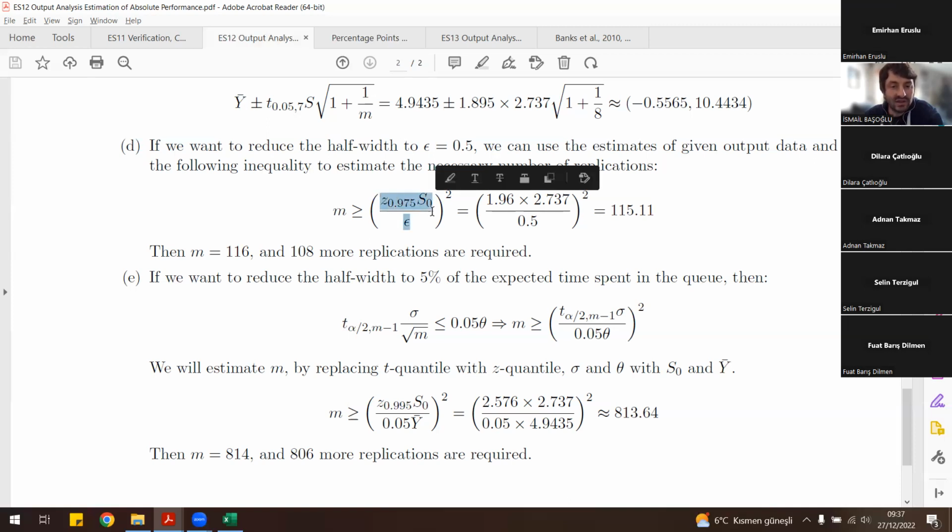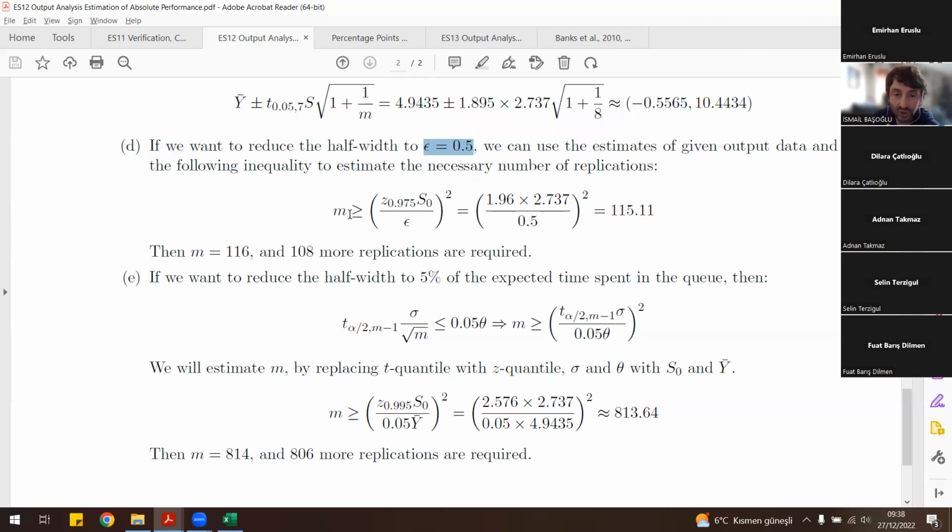And we divide this multiplication by the desired half-width size. The user expects a half-width of 0.5, so we write it in the denominator here. And this ratio will be squared to provide us with a lower bound for the number of replications. So this value, my friends, when all values are replaced, is telling us the number of replications that you need to perform in order to get a half-width of 0.5, in order to get such an accurate confidence interval.